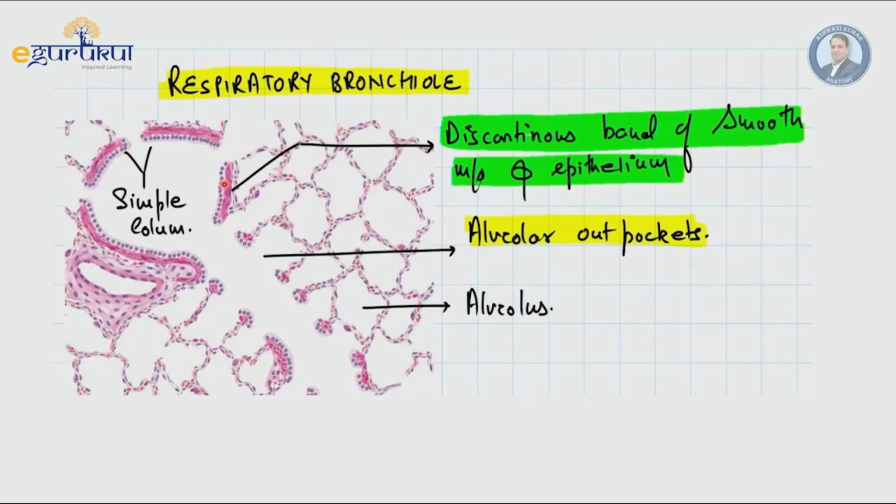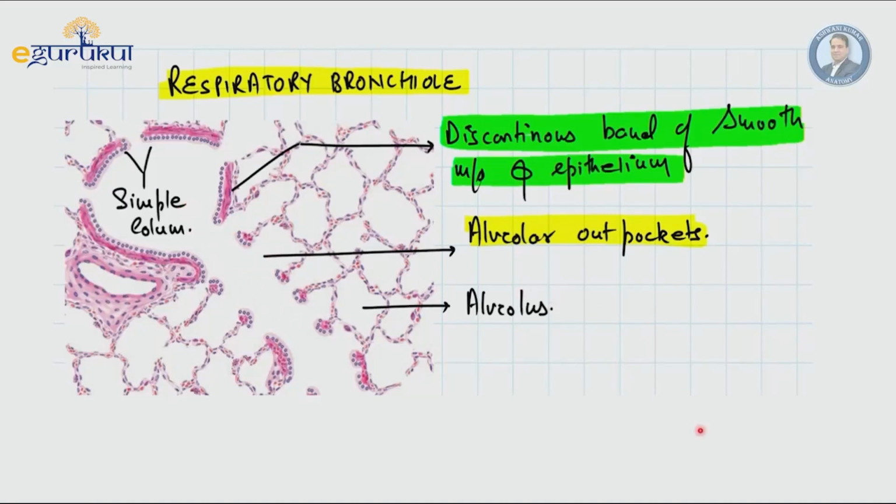Smooth muscle is present. No hyaline cartilage, of course, but this time even smooth muscle is having a discontinuous band, and the epithelium is also discontinuous. And this discontinuity between the smooth muscle and the epithelium is giving out all these pockets. These are called alveolar pockets or alveolar out pockets, which are leading into the alveolus. You can see all these are the alveolus. We already discussed the lining of the alveolus, the lining epithelium having type 1 pneumocyte and type 2 pneumocyte which secretes surfactants.